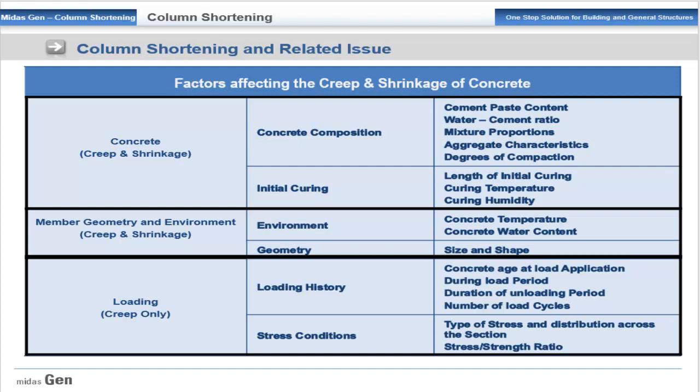In short, the factors affecting creep and shrinkage in case of material is the concrete composition, that includes cement paste content, water cement ratio, mixture proportions, aggregate characteristics, degrees of compaction, then length of initial curing, curing temperature, curing humidity. Then when it comes to member geometry and environmental factors, we have under environment concrete temperature, concrete water content. Then the geometry factors are size and shape. Then the loading factors affect the creep only.